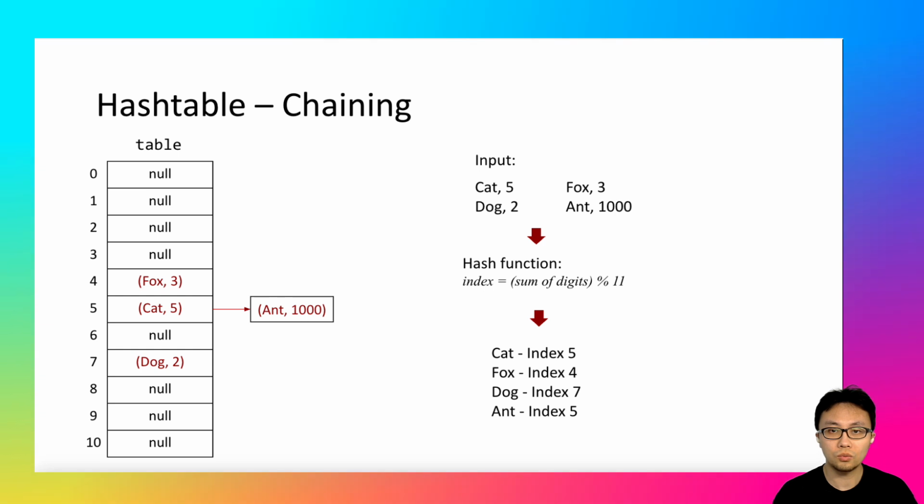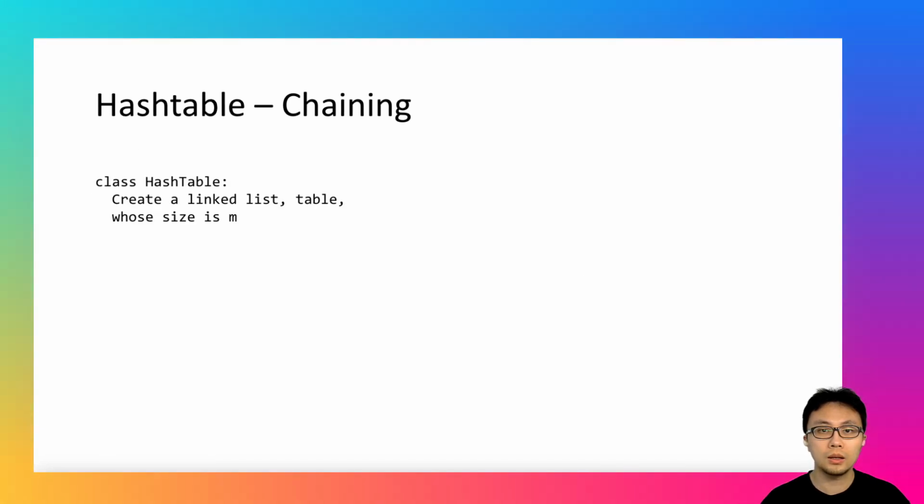Now you know how things work when chaining is used to handle collisions. Let's implement the basic operations of a hash table accordingly. We will start by preparing a hashtable class. Under this class, we will create a linked list named table whose size is m. Each node in the linked list aims at storing a key and a value pair. So the class representing a node will look like this.